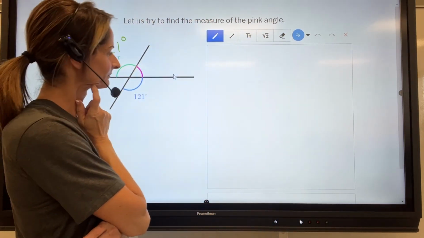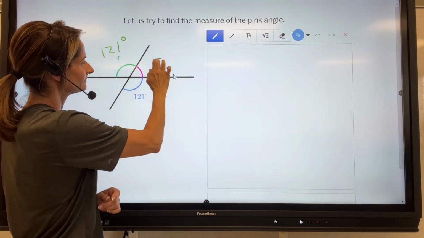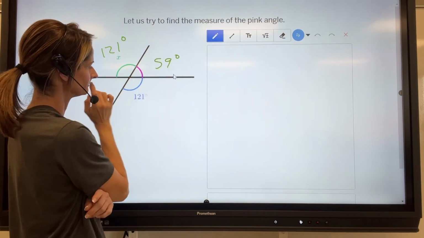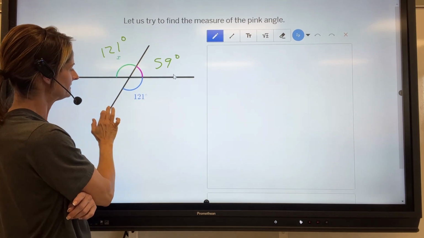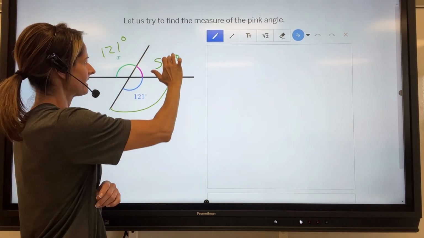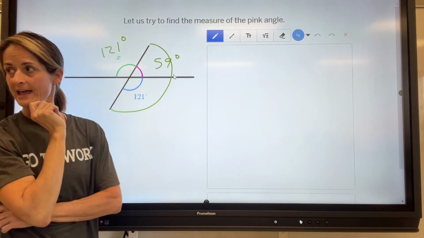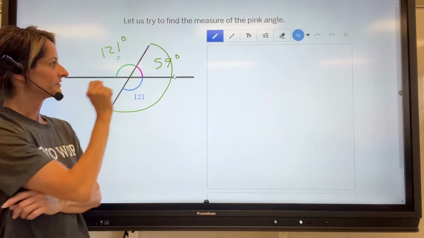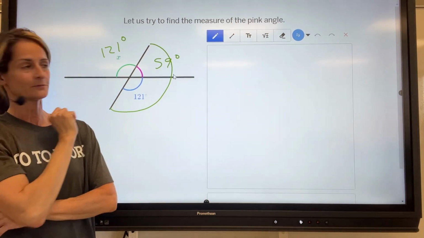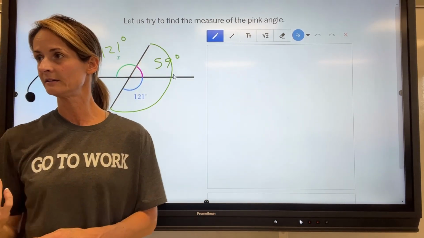59. You get the answer by subtracting 121 from 180, because this is a straight line. So those two angles are supplementary, so they've got to add up to 180. So to figure out the unknown angle, we subtract 121 from 180.